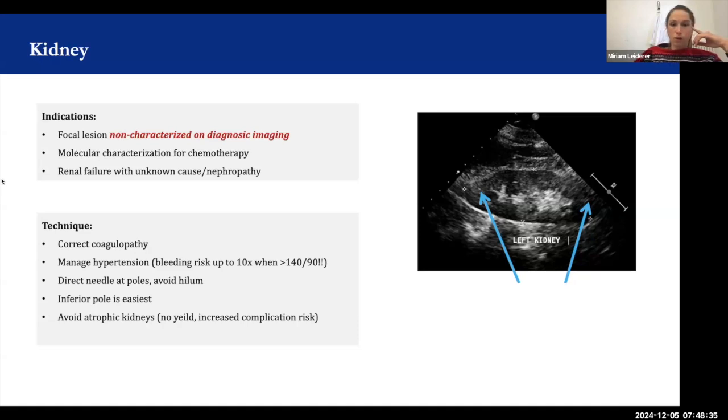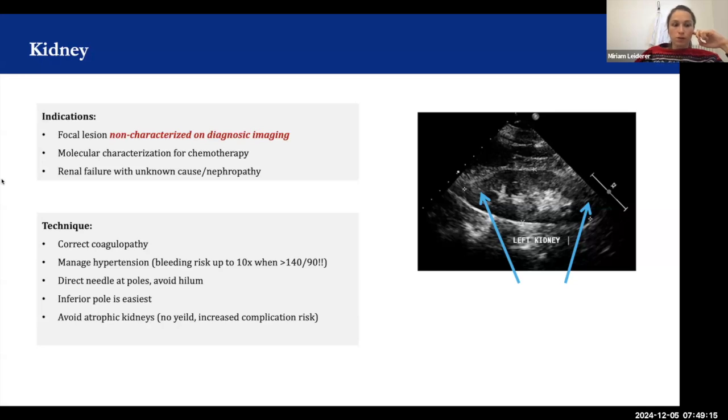Direct the needle at the pole, never at the hilum, so that if you overshoot, you don't injure the hilum. The inferior pole, for obvious reasons, is usually what is picked because it's easiest. Of course, if you need to biopsy a specific lesion and that is not at the poles, then you can't direct your needle at the poles, but you still make sure to not direct the needle at the hilum, but go diagonally so that you can still overshoot and not do too much damage.